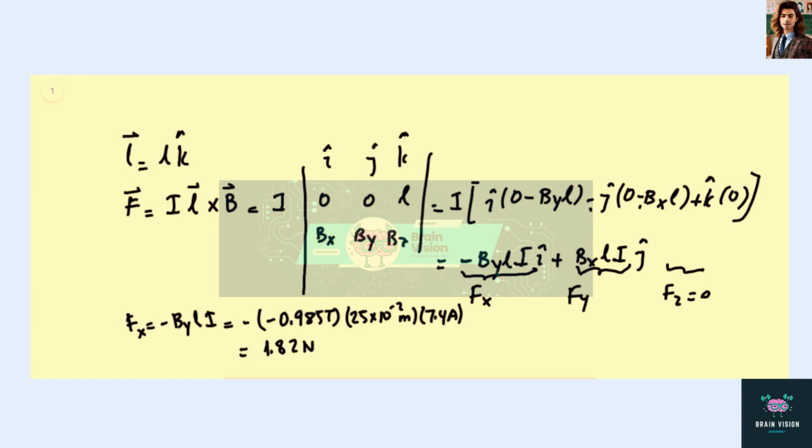When we do the calculation for F sub Y, that equals BX L I, then BX is given to us as negative 242 Teslas, and then 25 centimeters. Again, the length of the wire, we're converting it to meters, and then we have the current 7.4. So we find the Y component of the force to be negative 0.45 newtons.